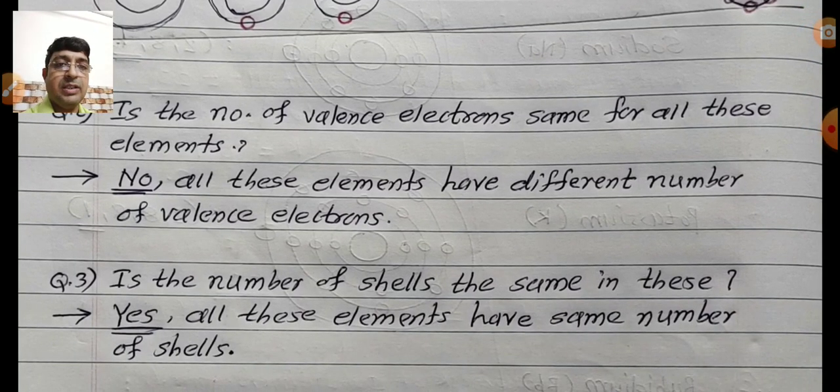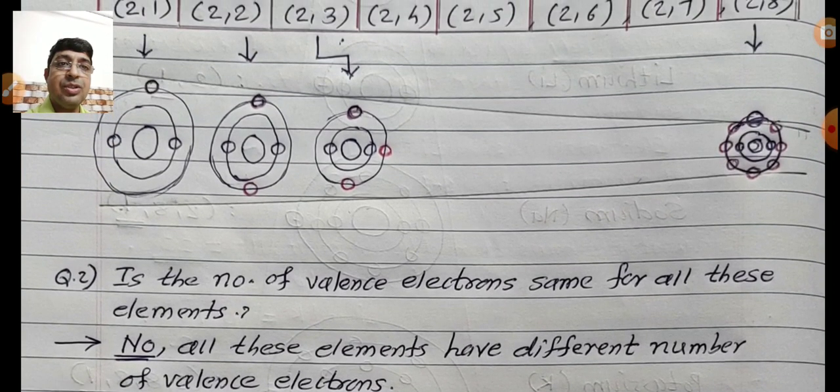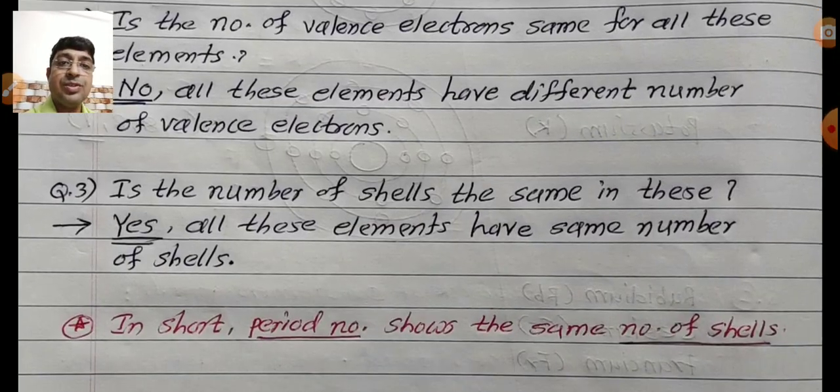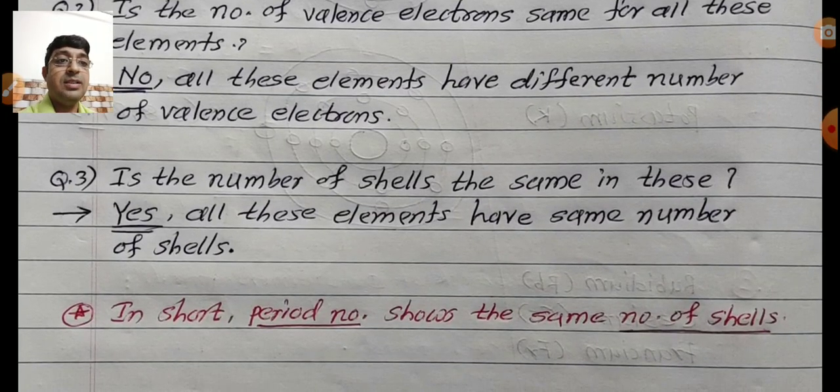One more question is given. Is the number of shells the same in these? Check the picture again. See, from lithium to neon, all the electrons are filled into shells only. So our answer is yes. All these elements have the same number of shells.